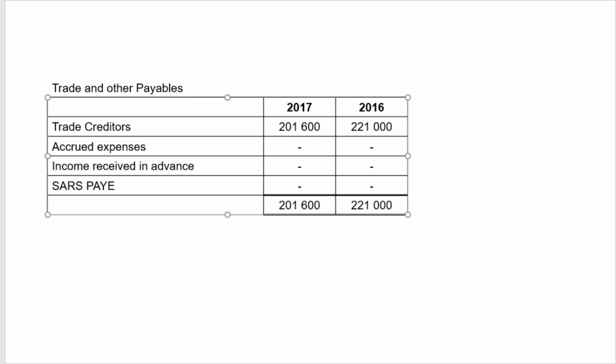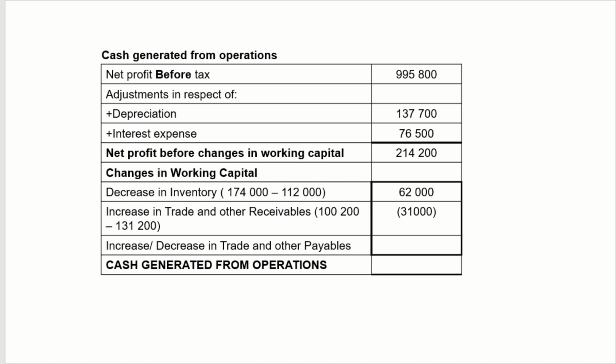So that means there was a decrease in trade and other payables, which suggests that we actually paid our creditors. If we pay our creditors, that only means that we took money out of our bank account to give to our creditors, meaning that there is an outflow of cash in the business. So we're going to come here and say there was a decrease in trade and other payables.